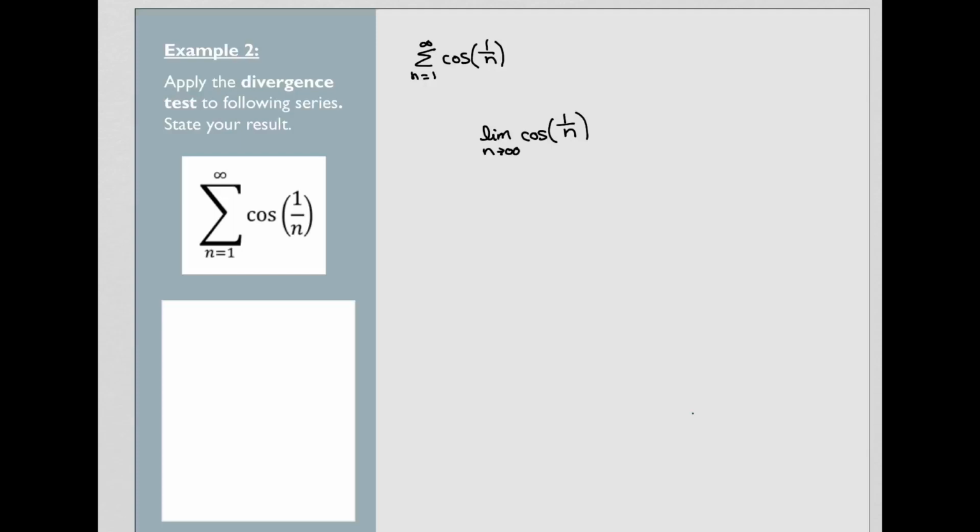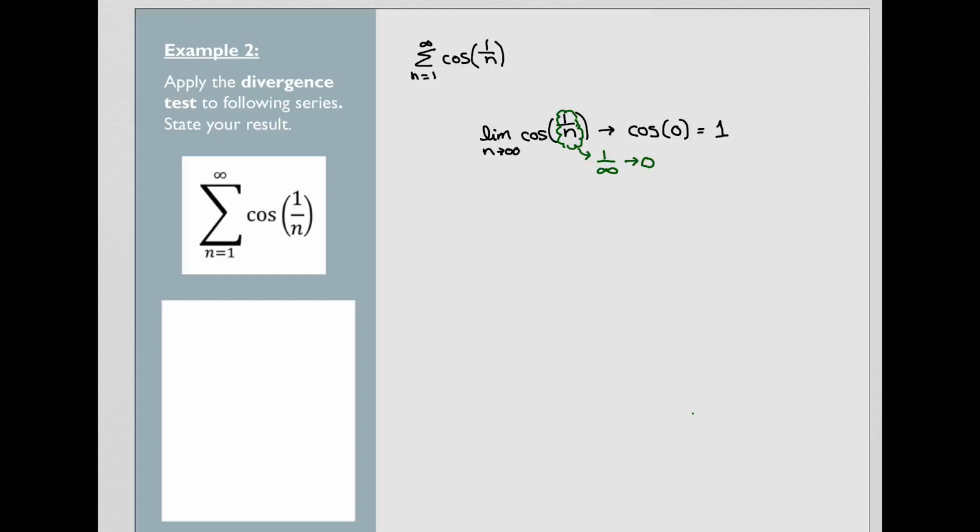Well, let's see. 1 over n, that's what gets affected as n goes to infinity. In fact, as n goes to infinity, this becomes 1 over an infinitely large number. And so 1 over infinity heads to what? It heads to 0. So that tells me that the limit as n goes to infinity actually goes to the cosine of 0. And what is the cosine of 0? The cosine of 0 is 1.